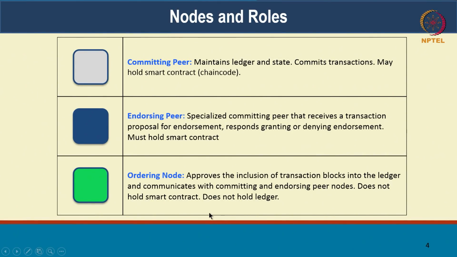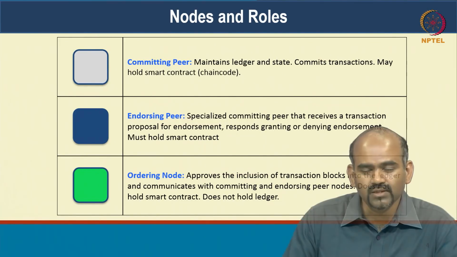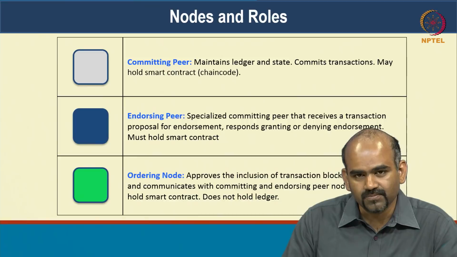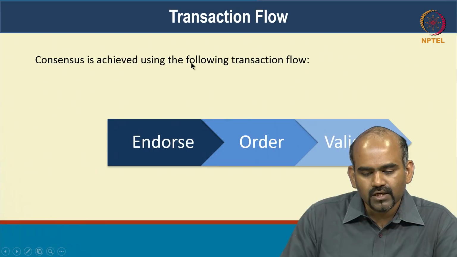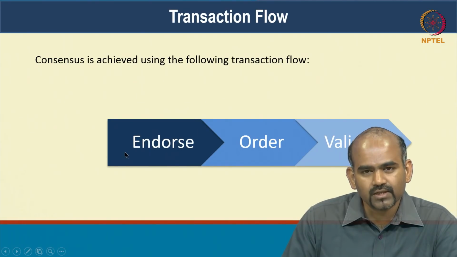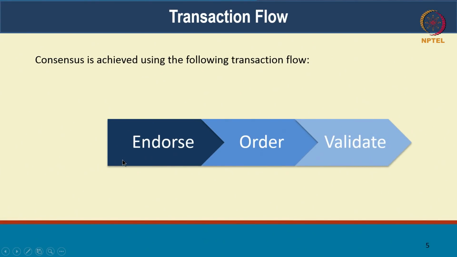And the ordering node, importantly, does not hold a copy of the ledger. It need not even see what the contents of the transactions are. All it will do is order the transactions in some manner so that all nodes see the same order. Coming to the transaction flow itself, the way in which consensus is achieved is following this order, right? The client application is going to submit the transaction to a few peers, and these peers are going to execute this transaction and agree that the output is the same across all of them. So they're all going to find the output of the transaction and they will add their signature to it.